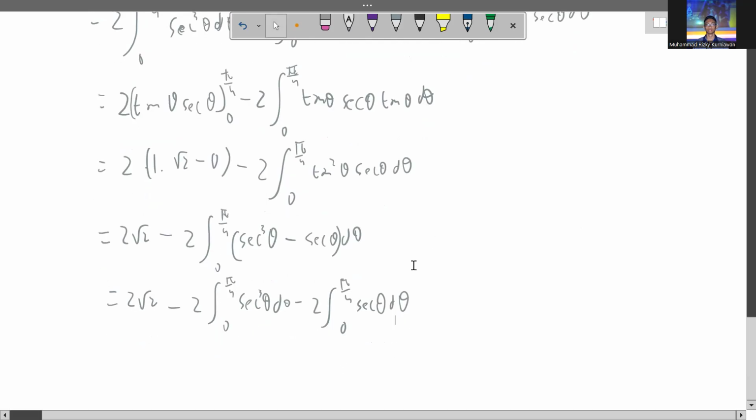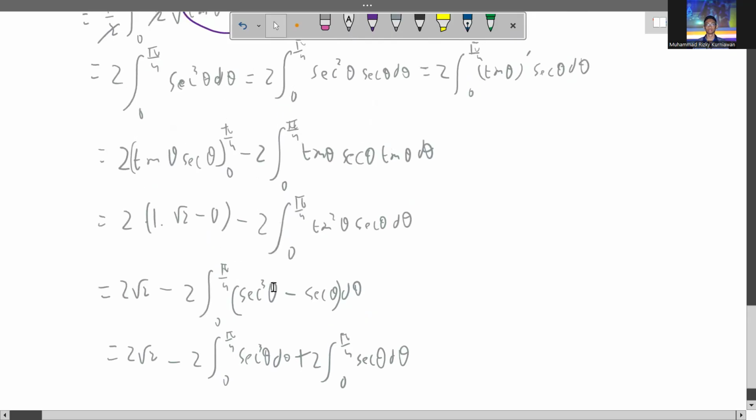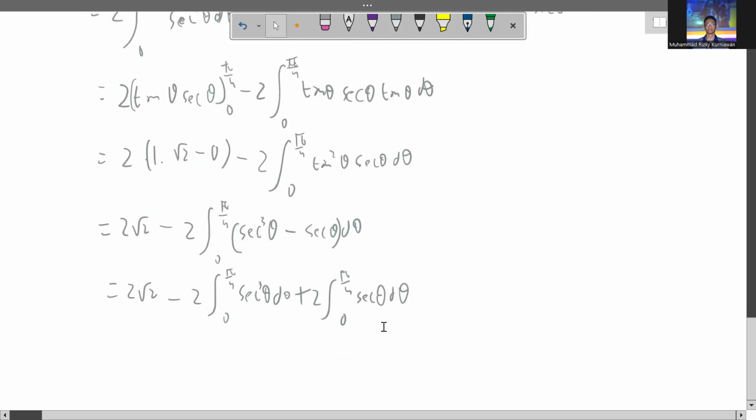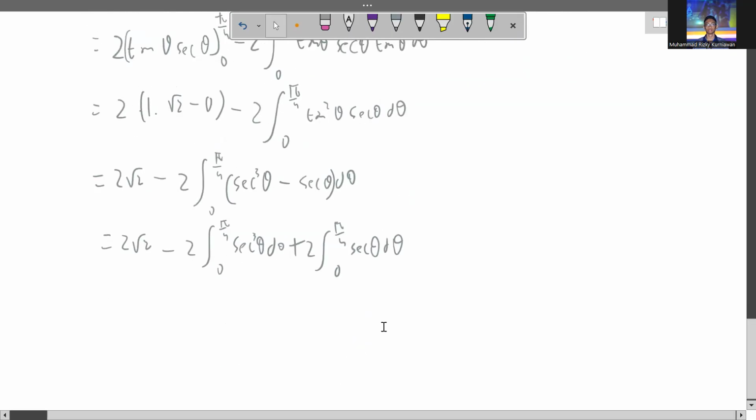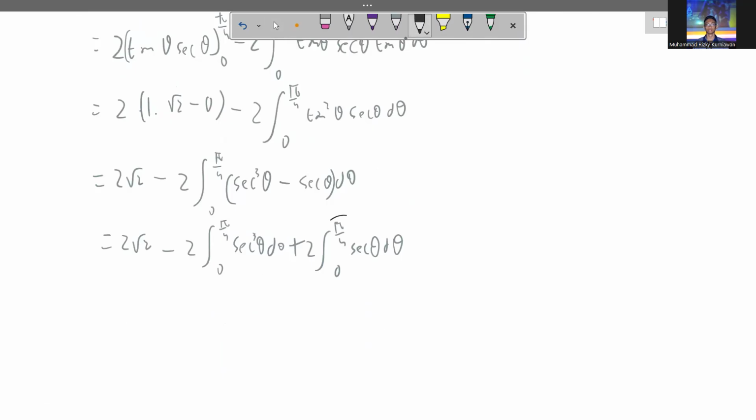All right. Oh, there's a plus. Now, notice that the middle term here, the integral of secant cube theta appears again. But we also need to take care of the last term, which is still quite difficult. So I'm going to write it here, just so that we can substitute it later.